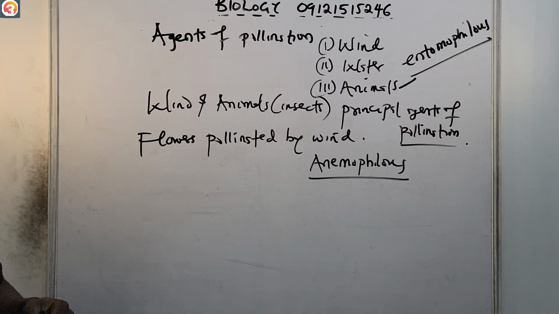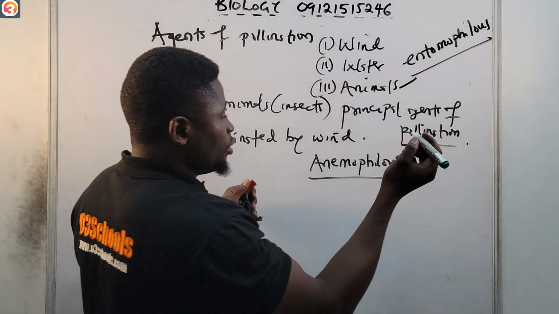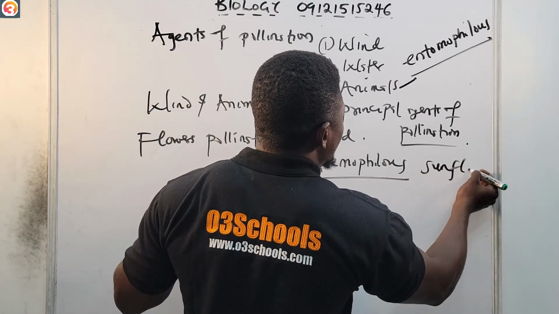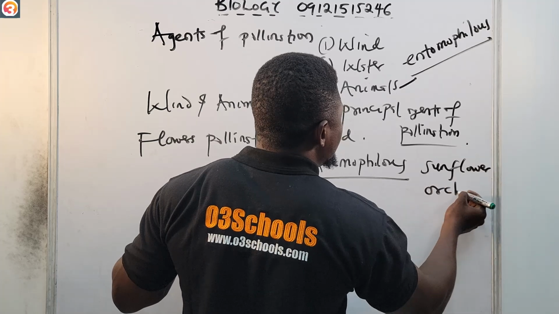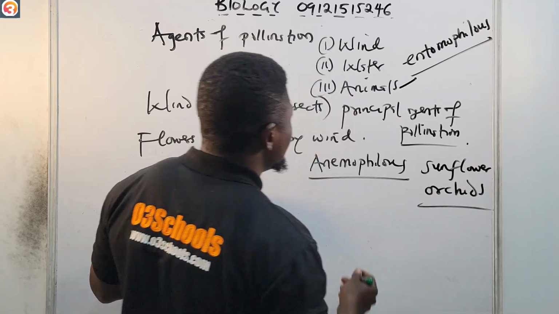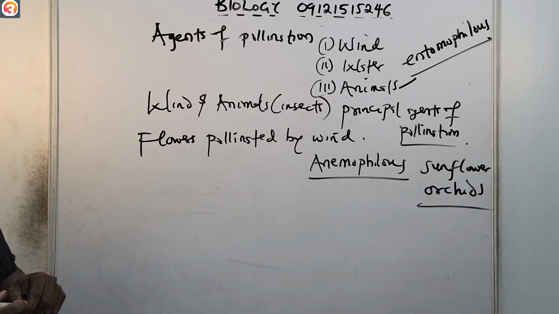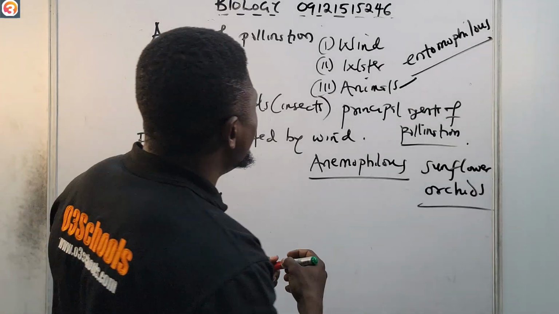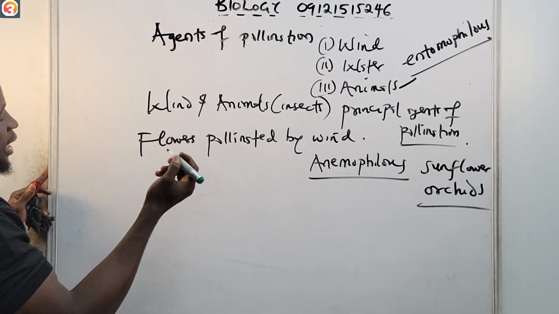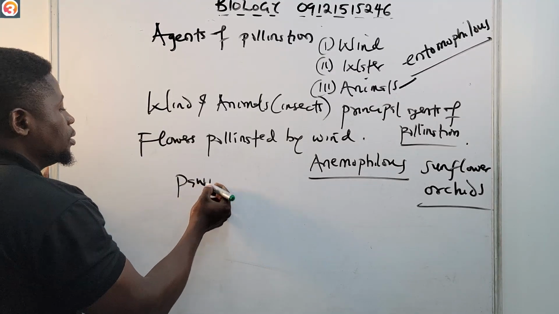That are pollinated by insects, we include sunflower. You have sunflower. Okay, you have orchids. Okay, all these ones are flowers that can be pollinated by insects.